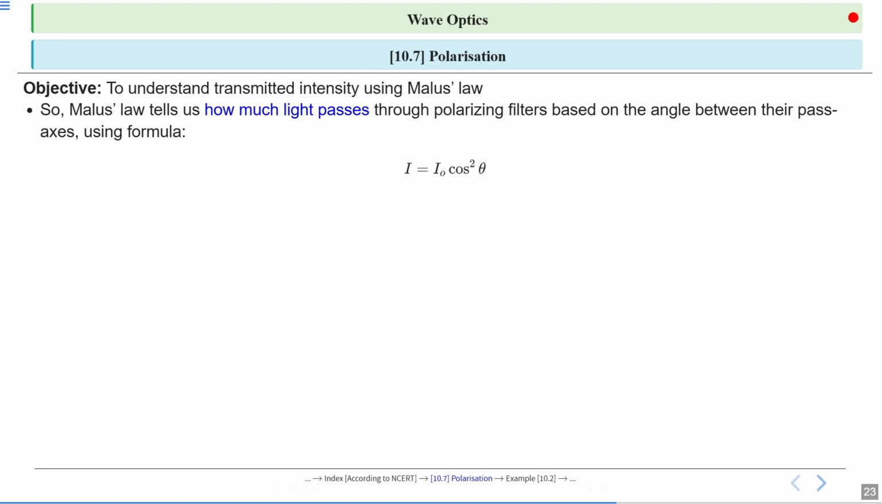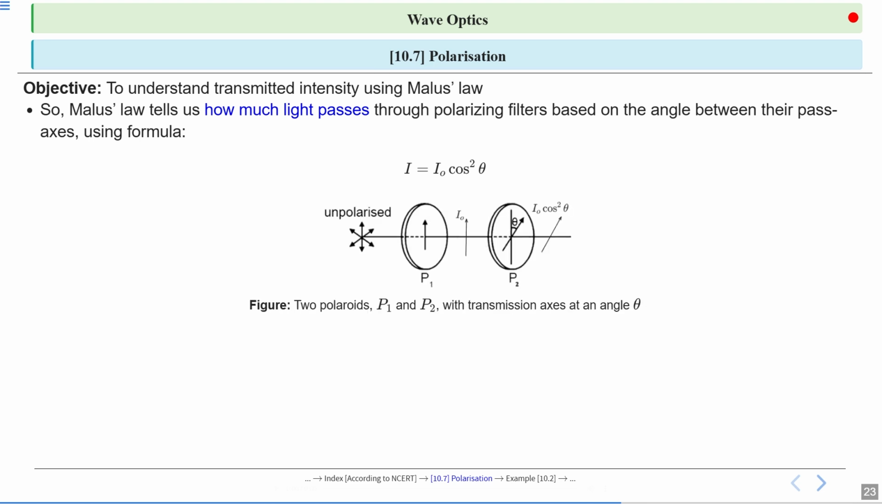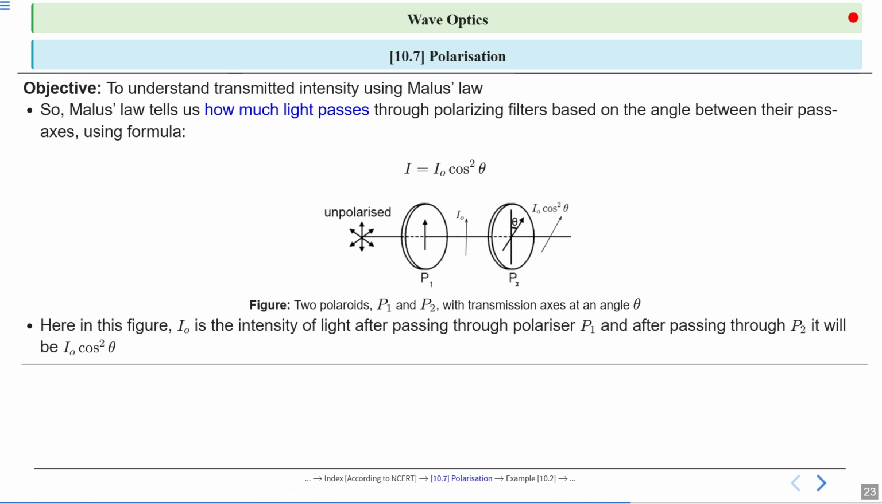I represents the intensity of light after passing through the second Polaroid, that is the analyzer. I naught is the intensity after passing through the first Polaroid, that is the polarizer. And theta is the angle between the transmission axis of polarizer and analyzer. So again the figure is represented. In this figure, I naught is the intensity of light passing through the polarizer P1, and after passing through P2 it will be I naught cos square theta.